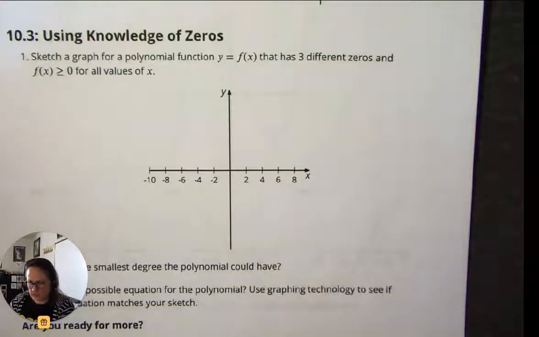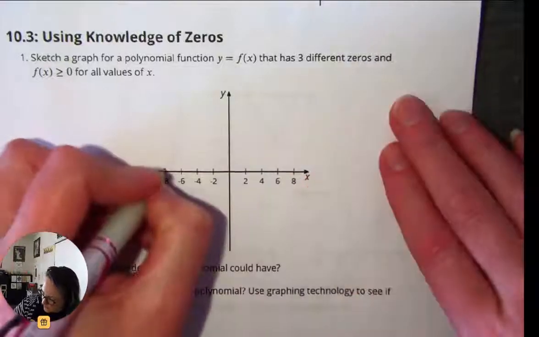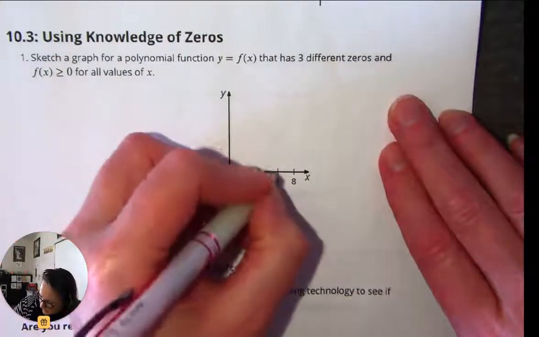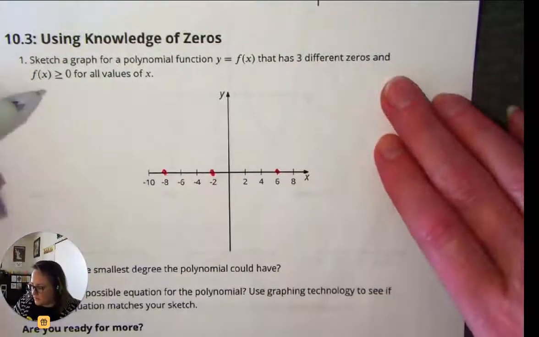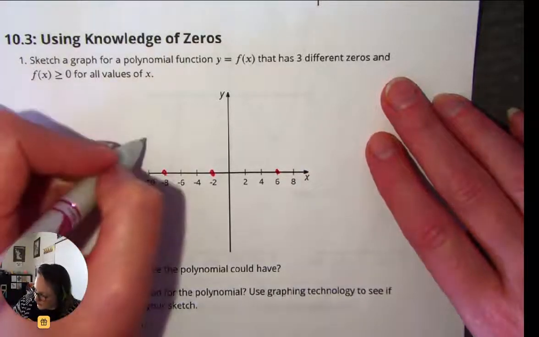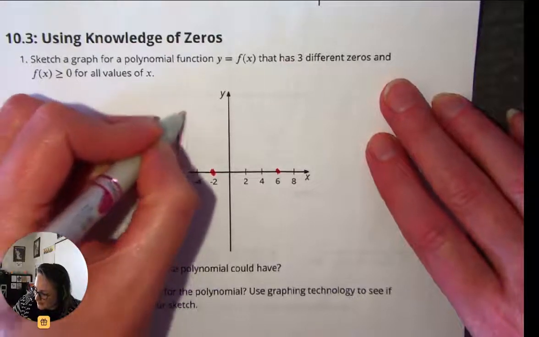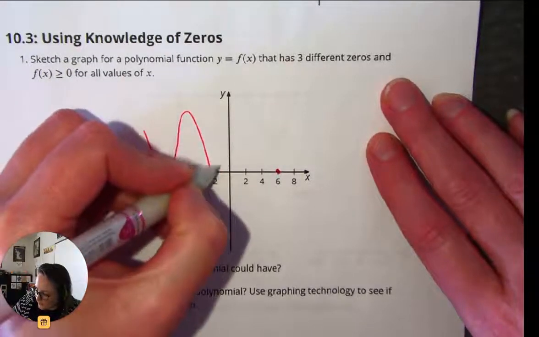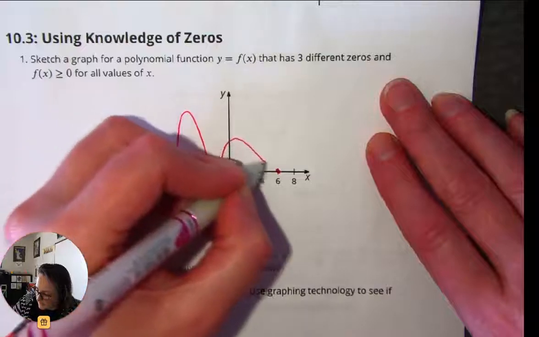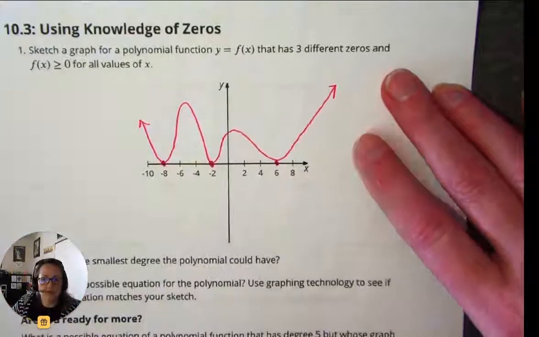Some pretty interesting stuff going on there. So we could put our 3 zeros wherever we wanted to. But if all of our outputs, the entire function, are greater than or equal to 0, it's telling me that no matter what, it can't go below the x-axis. So it could look something like that.